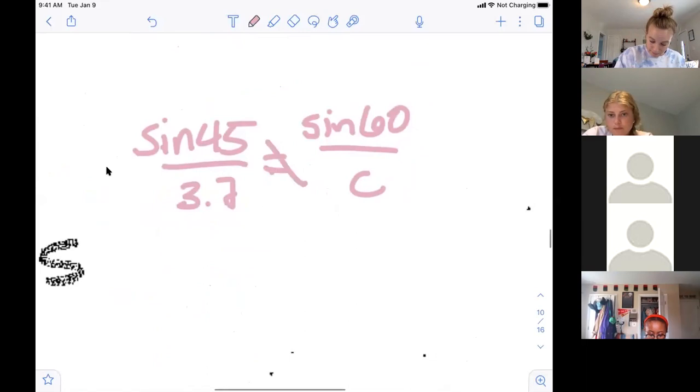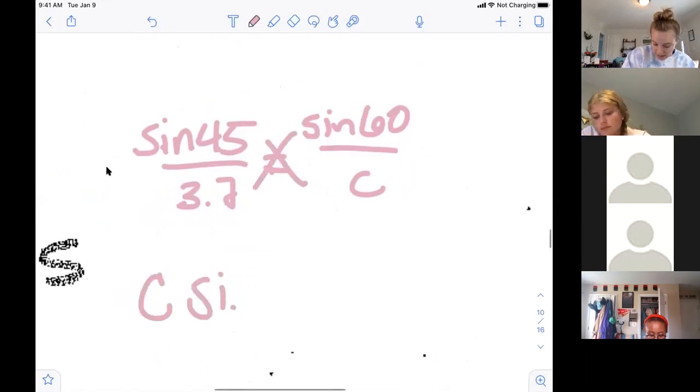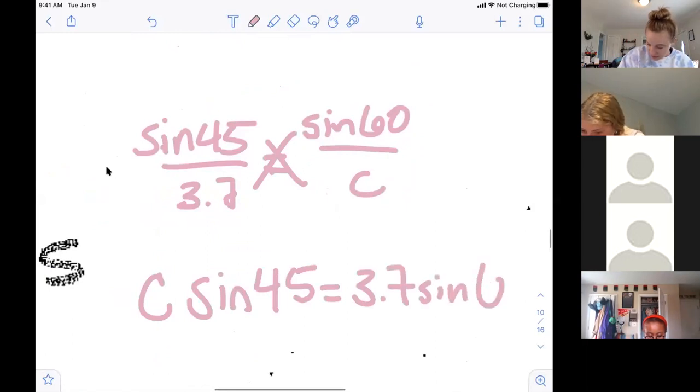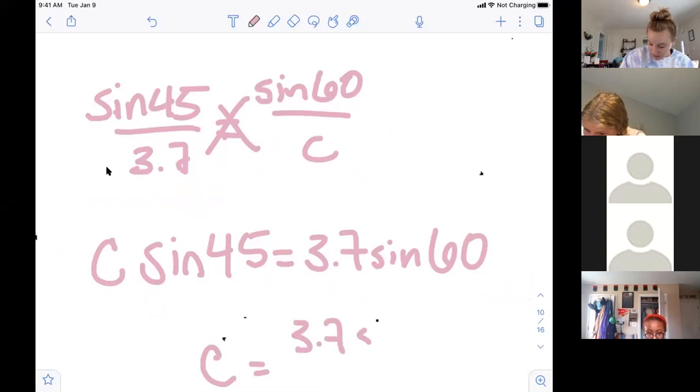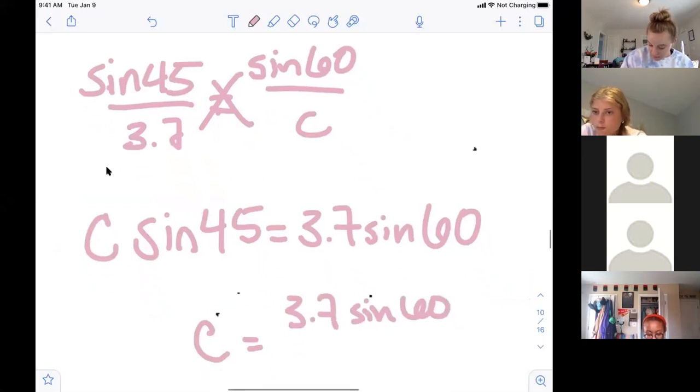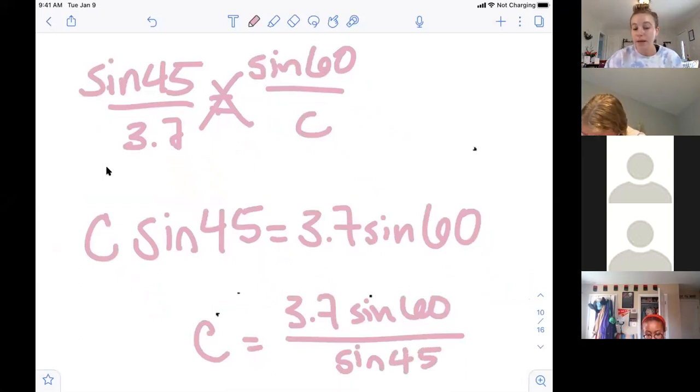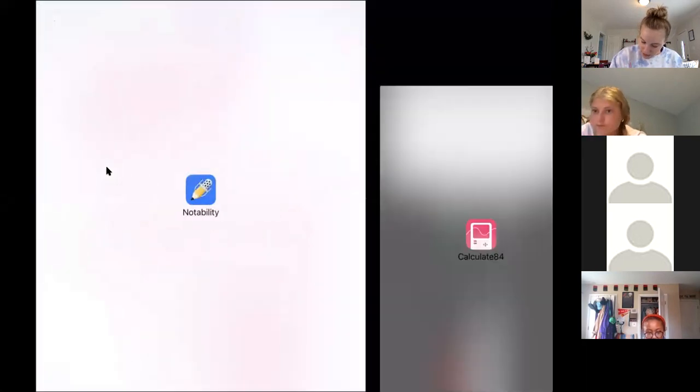All right, cross multiply. I get c sine of 45 equals 3.7 sine of 60. And then I'm going to divide by sine of 45. So I'm going to get c equals 3.7 sine of 60 divided by sine of 45. Now, at the very beginning, you could have plugged this in the calculator and gotten your decimals and gone from there. I prefer to wait until the end, but I'm going to pull up my little calculator now and solve this with you guys.